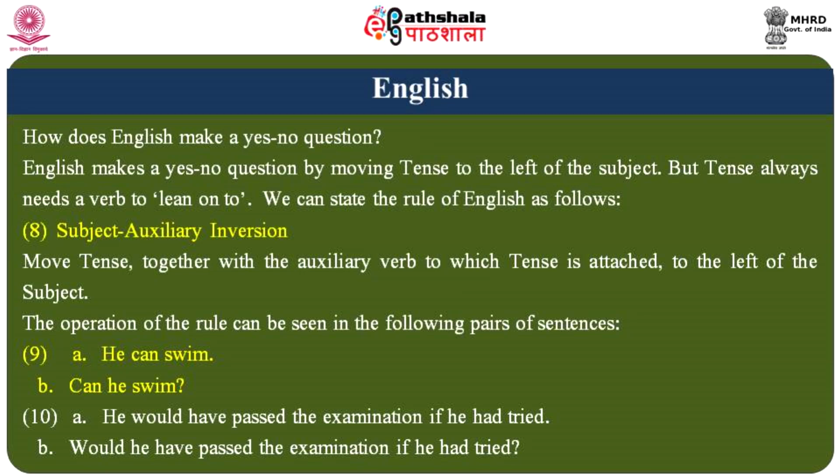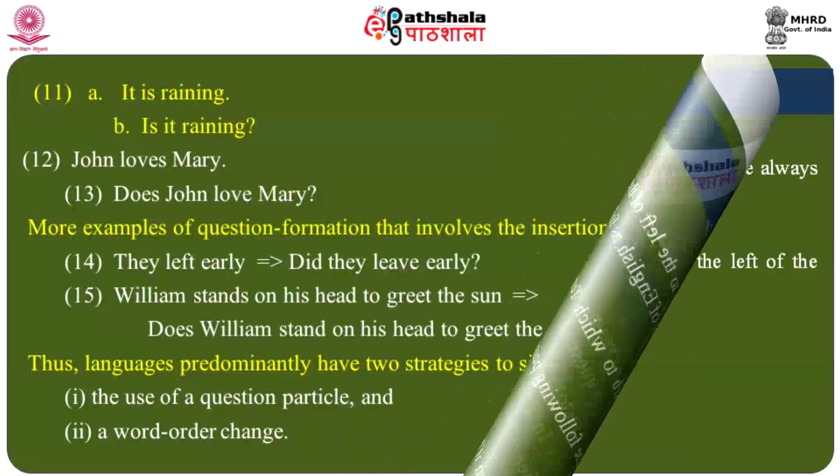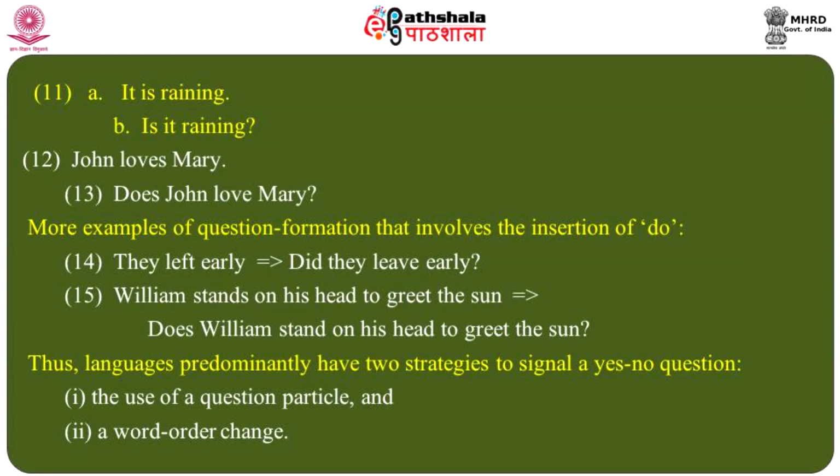The operation of this rule can be seen in the following pairs of sentences. 9. He can swim. Can he swim? He would have passed the examination if he had tried. Would he have passed the examination if he had tried? It's raining. Is it raining?